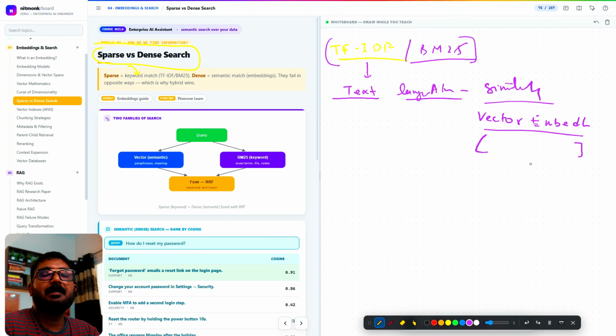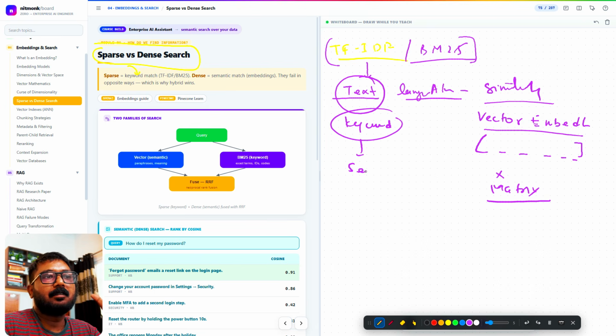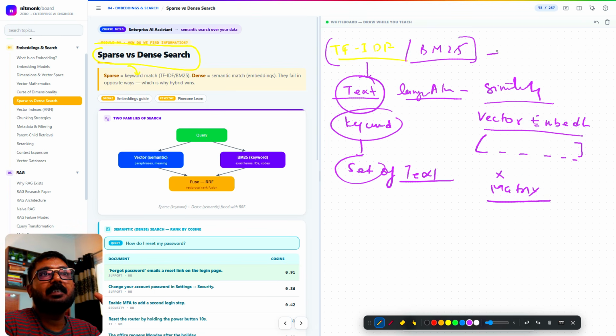We don't create these embedding matrices, these numbers, and we don't do matrix calculation. It's all about searching those keywords in a set of text. That's what we do in BM25. BM25 is basically Best Match 25, where 25 is a version of the algorithm that keeps on improving.